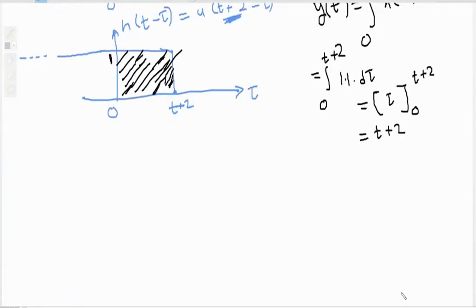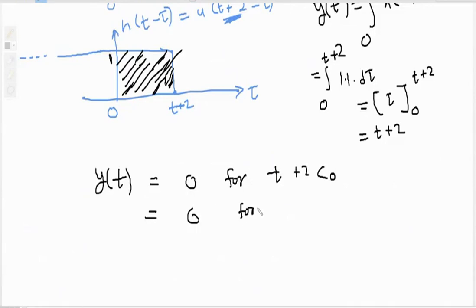So you should summarize the final answer. Y of t equal to 0 for t plus 2 less than 0. Equal to 0 for t plus 2 equal to 0. And it is t plus 2 for t plus 2 greater than 0. So this can be a 4 mark theory question: calculate the convolution of unit step with unit step.